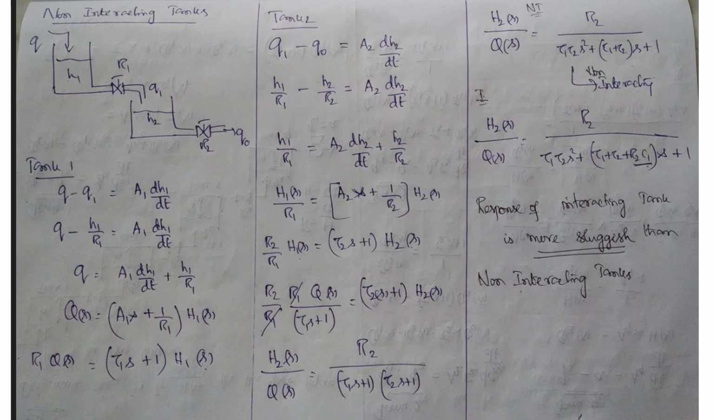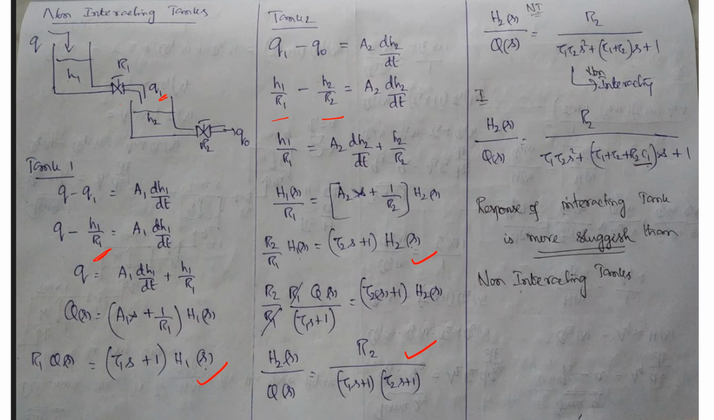So first take tank one. So Q minus Q1. Okay, this output is Q1 equal to A1 into dH1 by dt. So replace this because we need an expression. So H1 by R1, substitute it, and then we'll get this equation. Okay. Similarly, tank 2. So Q1 minus Q0 because output is Q0. So you can substitute what is Q1 and Q2 or Q0, and then from this you'll get this equation. Okay. Yeah, this is the equation.